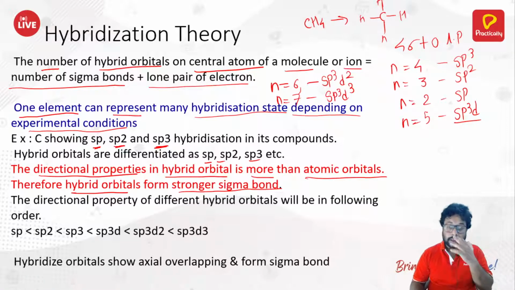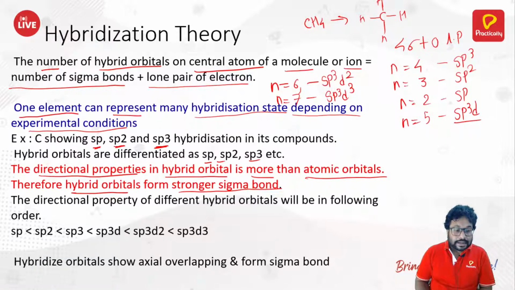Always remember, hybrid orbitals form stronger sigma bond, and the orbitals which do not undergo hybridization form pi bond. The orbitals which do not undergo any hybridization form pi bond. The orbitals which undergo hybridization form sigma bond, stronger sigma bond.